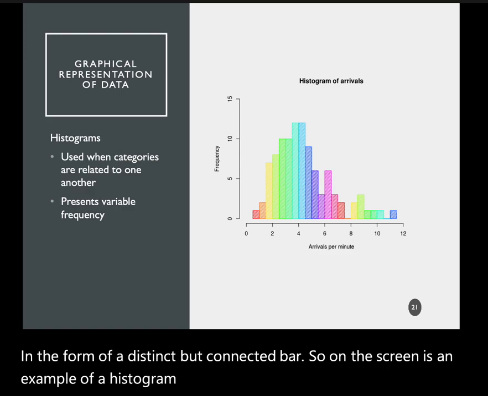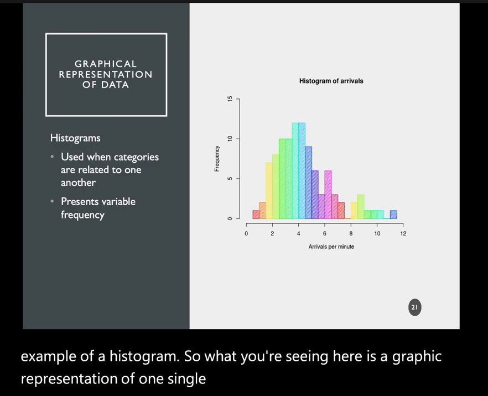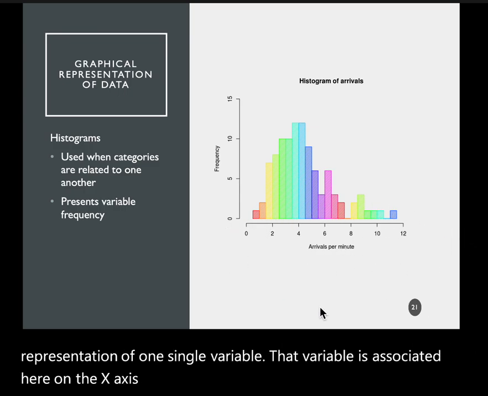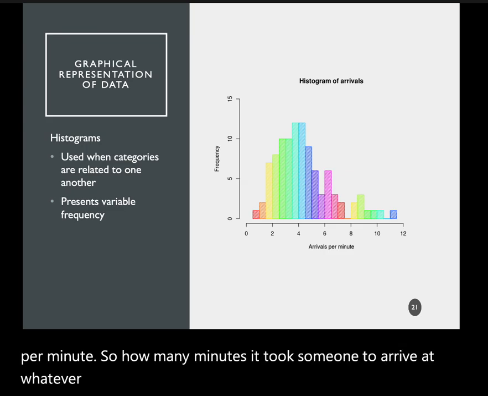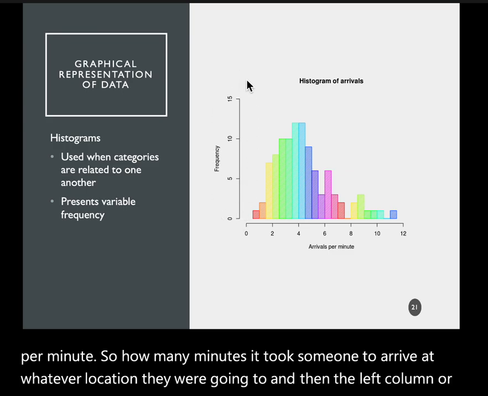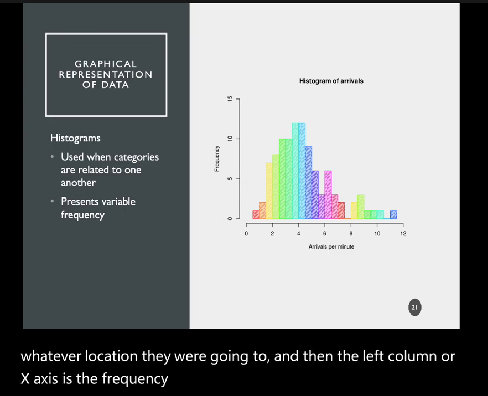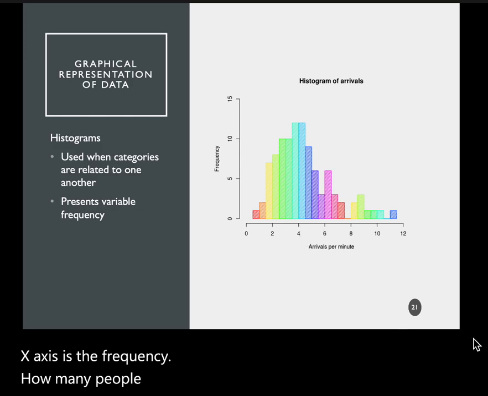So what you're seeing here is a graphic representation of one single variable. That variable is associated here on the x-axis on the bottom, which happens to be the arrival time in minutes. So how many minutes it took someone to arrive at whatever location they were going to. And then the left column, or y-axis, is the frequency. So how many people selected each option.